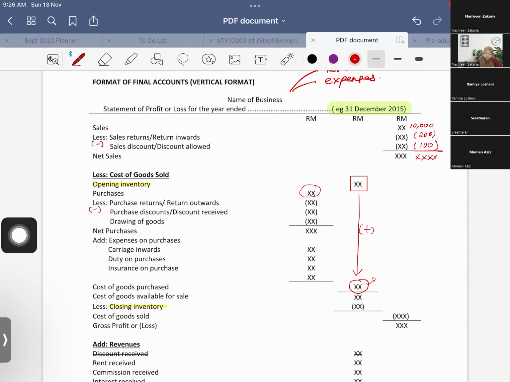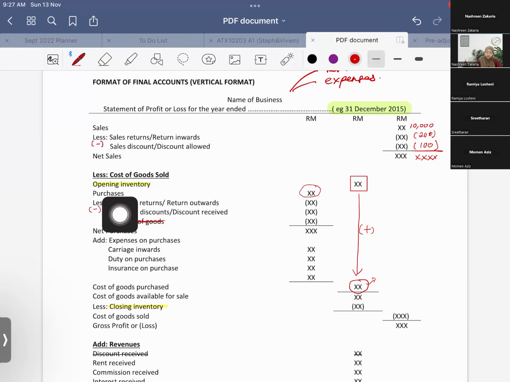This one I will cross out first, because later on you will get confused. No need to put drawing of goods here. Only these two: purchase return and purchase discount. Drawing of goods is used if, let's say, there is an adjustment. But for you, there is no adjustment. So that's why I cross it out, so that it will not confuse you later. So just cross it out.